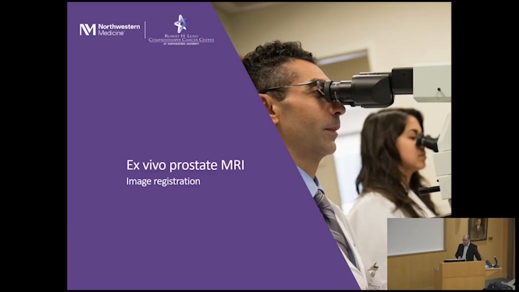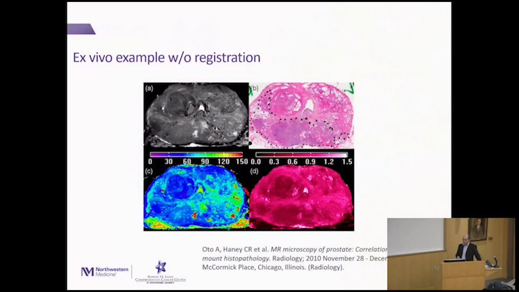I have a few more examples. So this is another example with some clinical images. This is a human prostate. On the top here is a T2 weighted image. This is the histological slide. This is diffusion weighted imaging, and this is a T2 map.